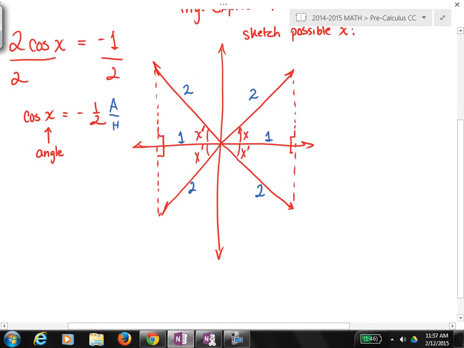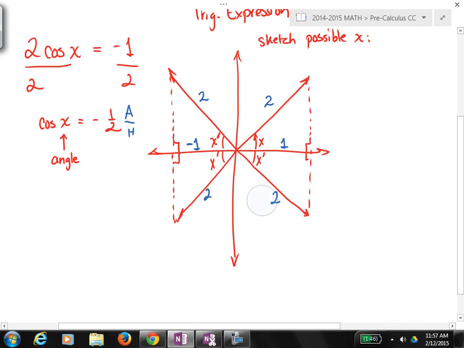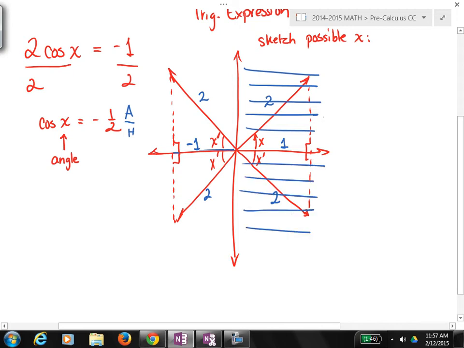Now according to this right here, this one, because it's in the negative direction, is going to have to be negative. And because I'm interested in where cosine of x is negative 1 half, not positive, I will eliminate these two. And you can make a little note on here. Why am I eliminating quadrants 1 and 4? Because cosine of x here is positive 1 over 2, and again, not negative the way the problem is indicating. Okay? The problem says it wants negative 1 half.